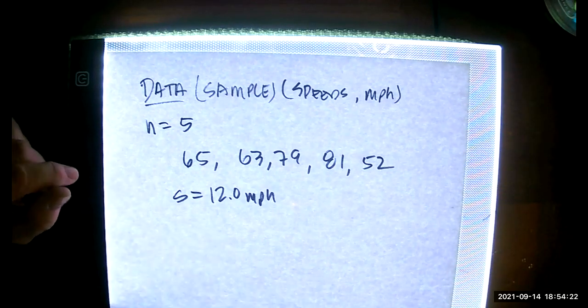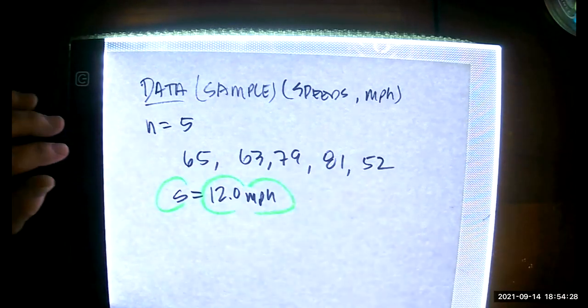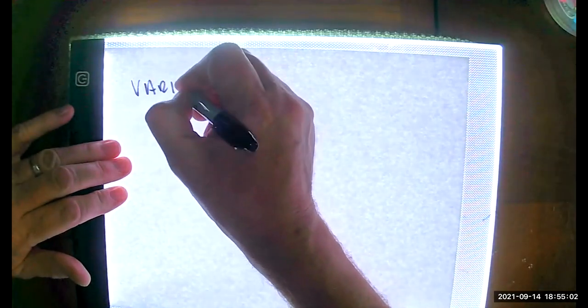If you were not here last night, we insist upon notation, rounding, and units. Those are the three things we insist upon when we report various sample statistics. So there we go. The first of our measures of variation is a standard deviation. And my second measure is what we call variance.